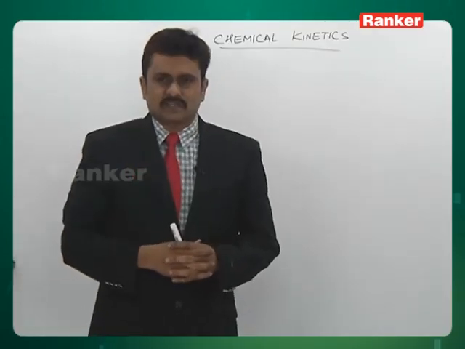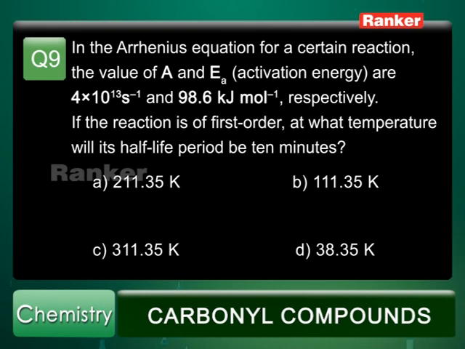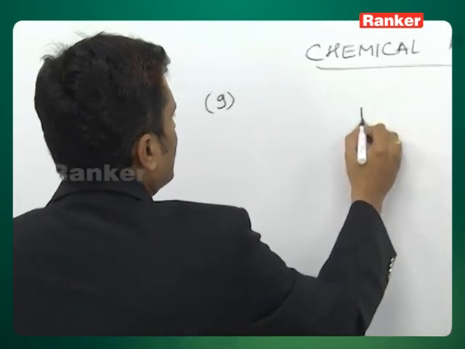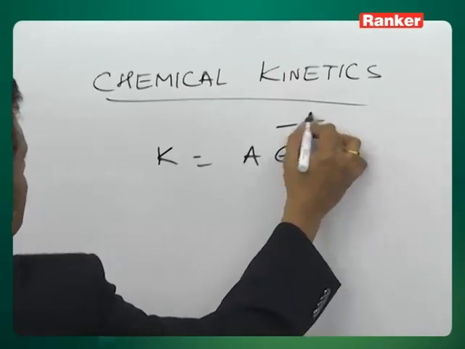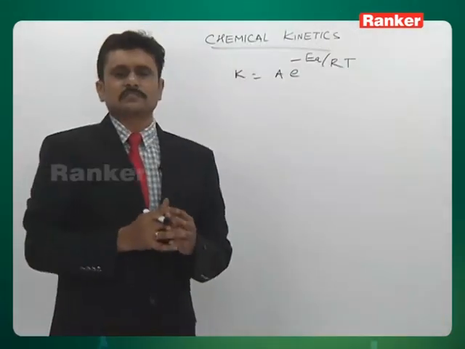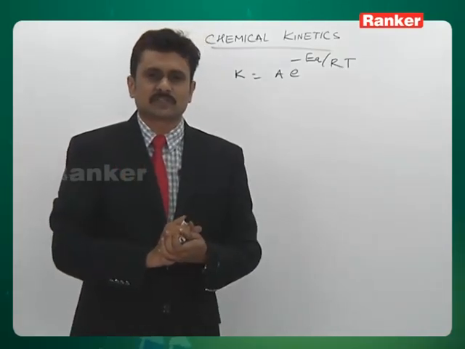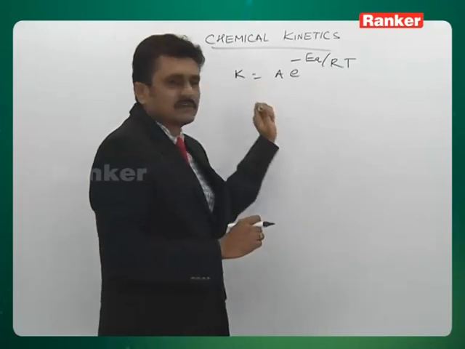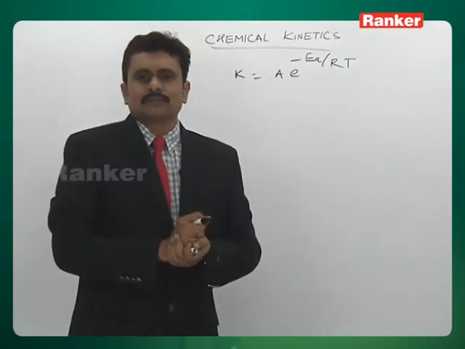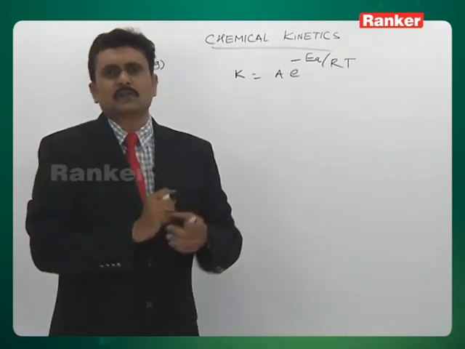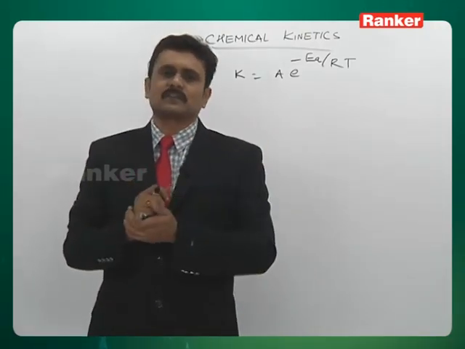In the Arrhenius equation for a certain reaction, we have been provided with the values of Ea and A, which are 98.6 kilojoule and 4 × 10^13 second inverse respectively. If the reaction is of first order, at what temperature will its half-life period be 10 minutes? So once again the question is on the Arrhenius equation, where you are provided with the values of the activation energy and the collision factor. It is also given that it is a first order reaction, and you have been asked to find the temperature at which the half-life period will be 10 minutes.